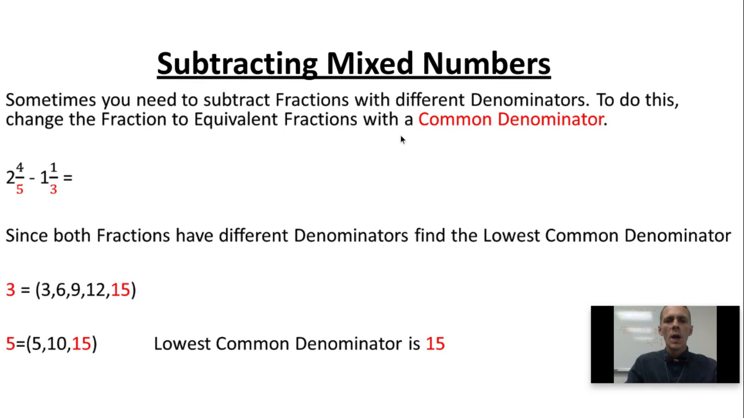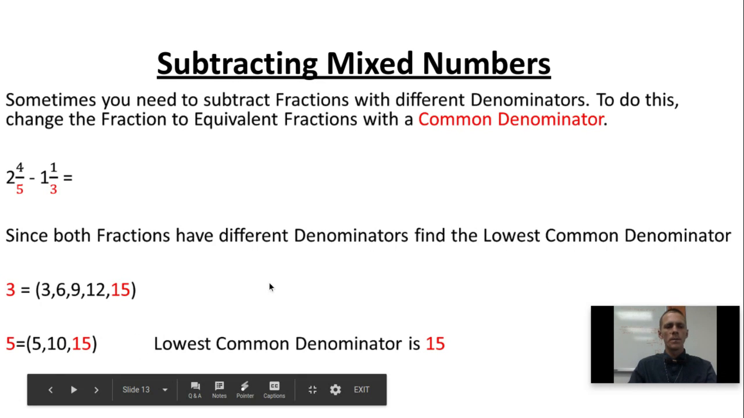So when you need to subtract fractions with different denominators, change the fractions to equivalent fractions with a common denominator. So 2 4/5 minus 1 1/3 is our example. Since both fractions have different denominators, find the lowest common denominator.